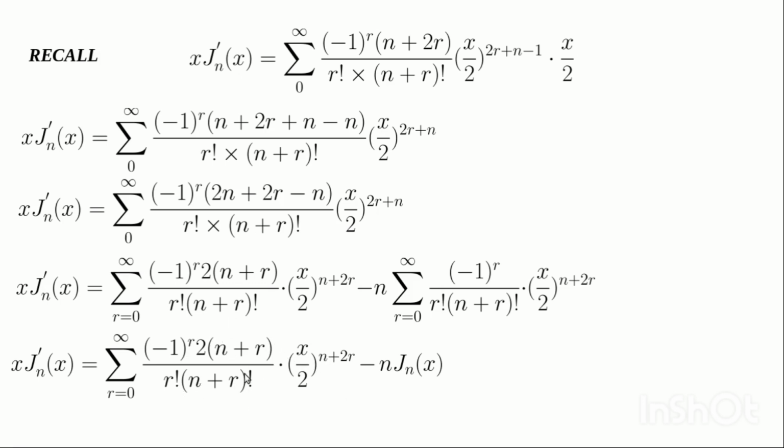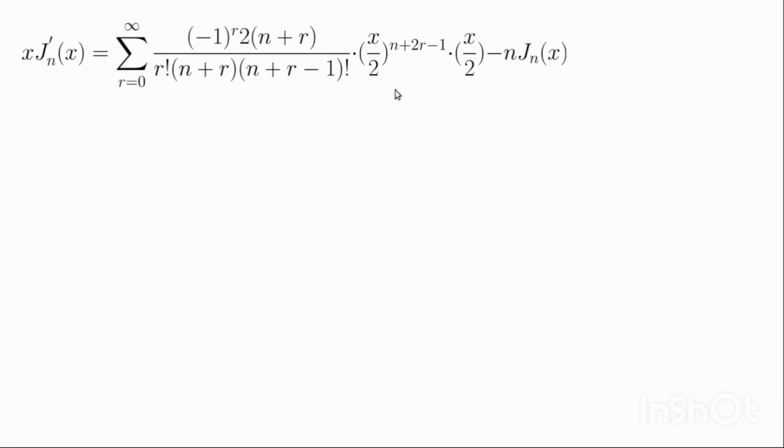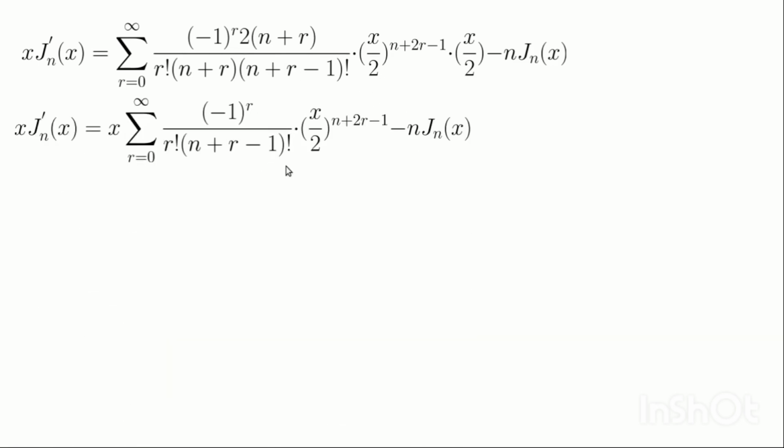We can split this one now, which is giving us x over 2. The 2 takes care of these 2. X over 2, the 2 takes care of these 2. We're left with x here. Then n plus r, we take care of this n plus r, and we have this expression. Now, if you compare this expression with that of J of n, you'll notice that what we have is n minus 1. So this expression will become J of n minus 1 times x. So we have this expression minus n J of n of x.